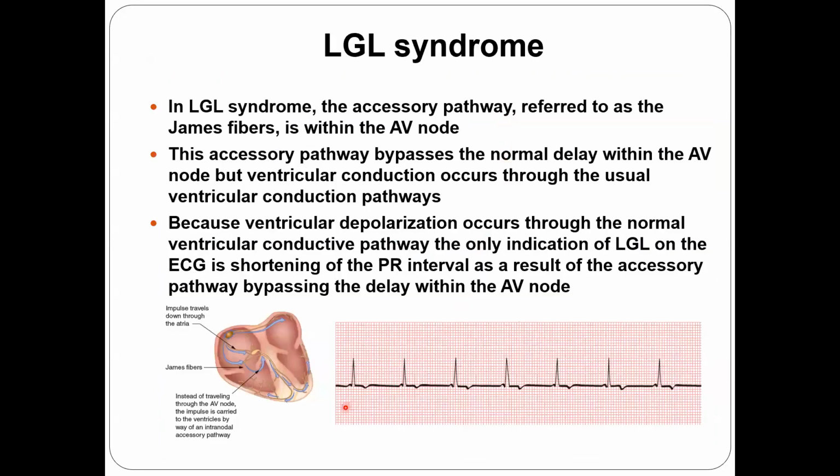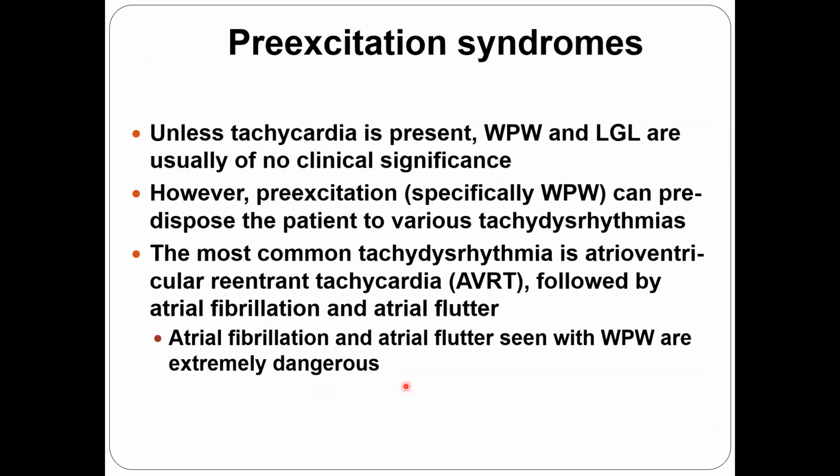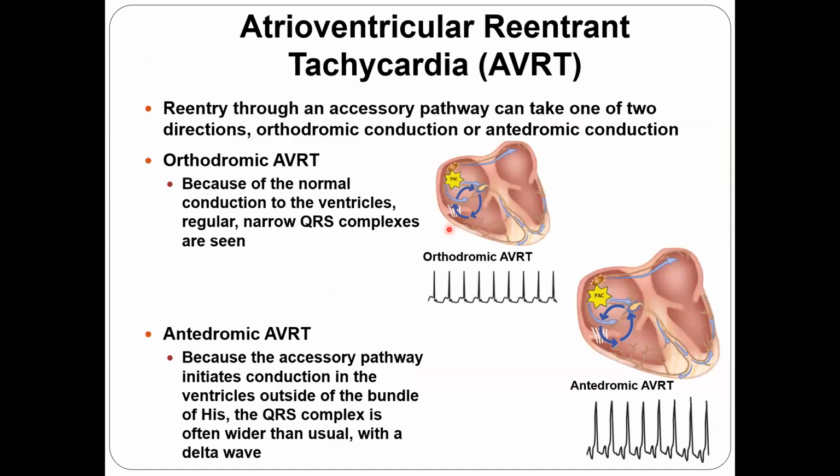LGL syndrome, nothing at all, only what you do see, the PR is short and the QRS is narrow. That's it, LGL syndrome. Okay, pre-excitation syndrome, meaning that it can cause tachycardias. Now, we already discussed this one when we had paroxysmal supraventricular tachycardia, nodal tachycardias. Now, very commonly, accessory pathways can cause tachycardia.